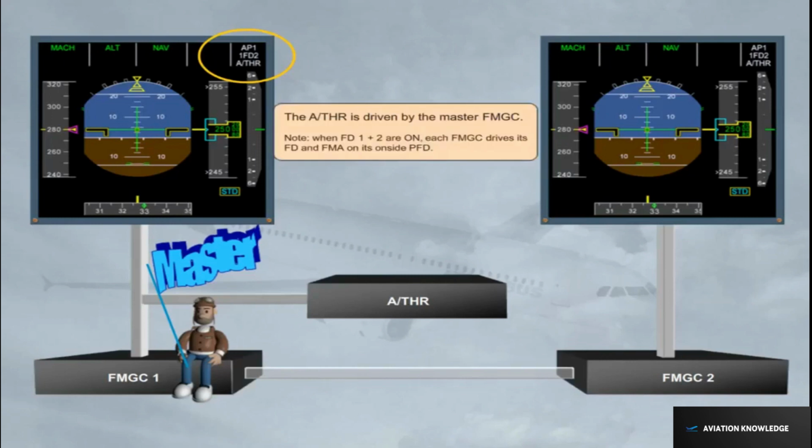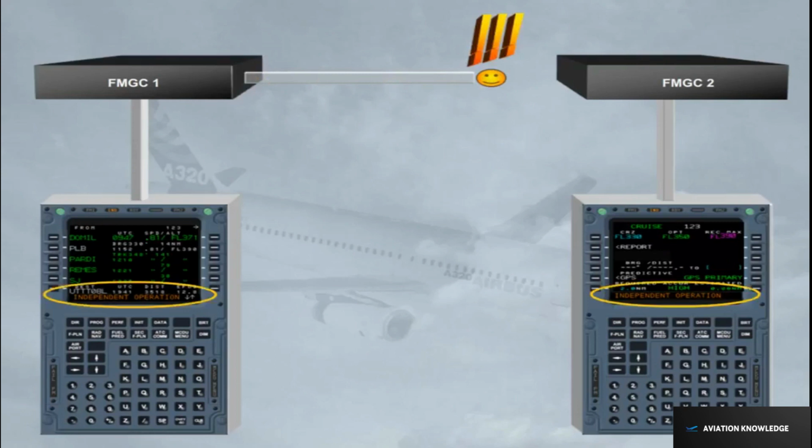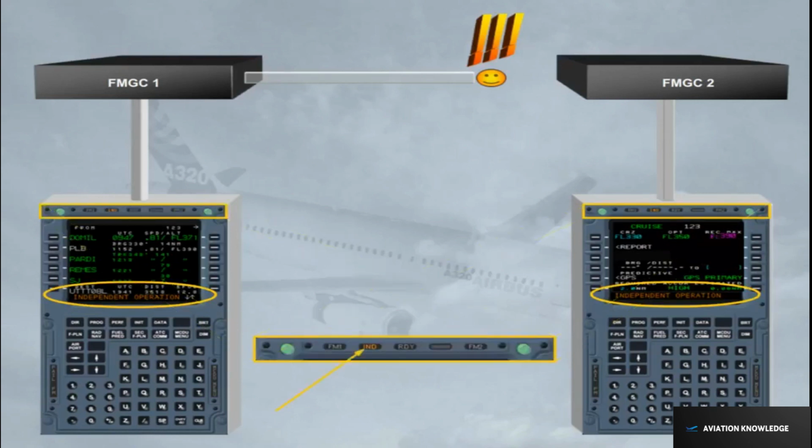PFD. If the crosstalk is lost between both FMGCs, each FMGC operates independently. This mode of operation is called independent mode. The crew is advised by a message on the scratchpad, independent operation. Notice the independent amber light on each MCDU, which indicates that the on-side FM has detected an independent mode of operation.